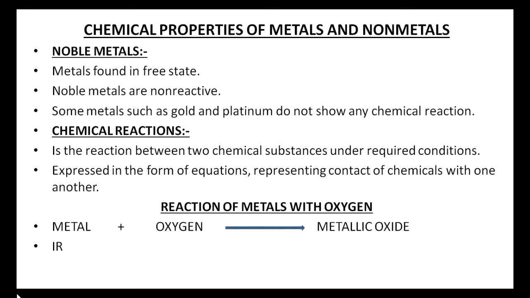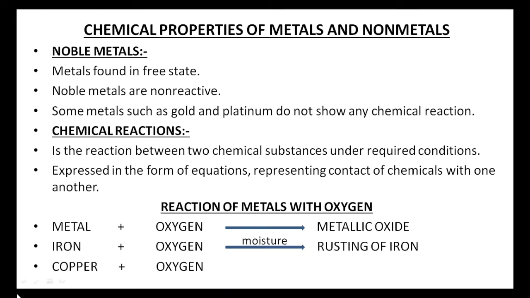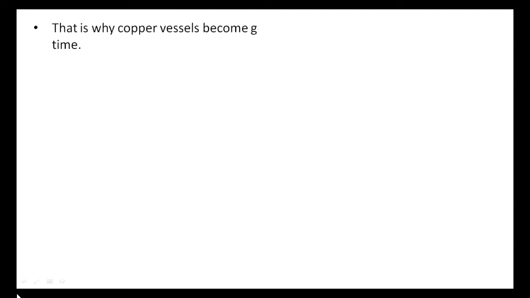When iron reacts with oxygen in the presence of moisture, it forms rusting of iron. When copper reacts with oxygen in the presence of moist air, it forms a greenish coating. That is why copper vessels become green when they remain out of use for a long time.